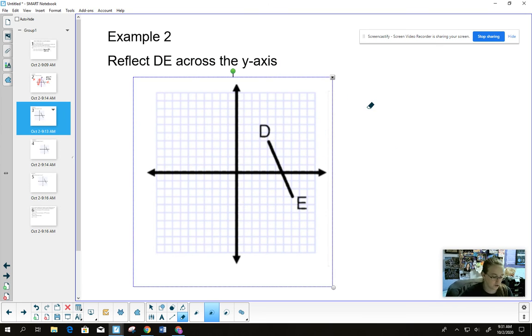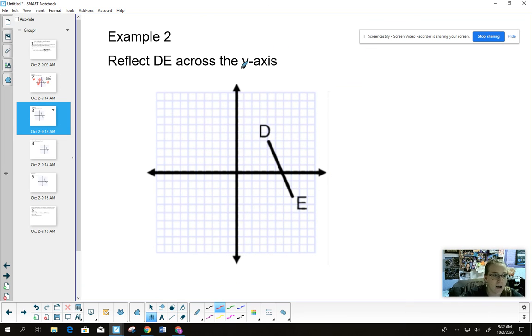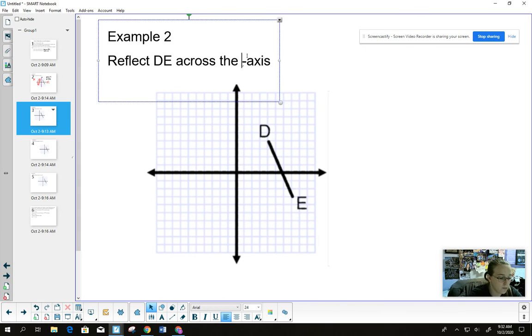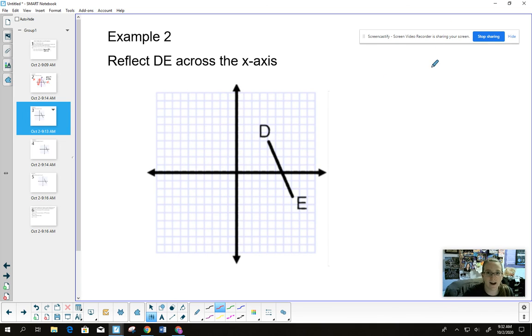Okay, let's try it again. So this is now example 2 in your packet. It's the same DE. However, whoops, I typed this wrong. We are now reflecting across the x-axis. So find your mirror. Where is the x-axis? That is the horizontal line. If the y-axis was vertical, x-axis is horizontal.